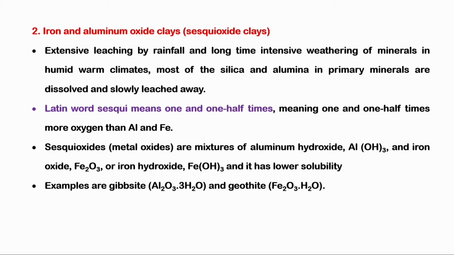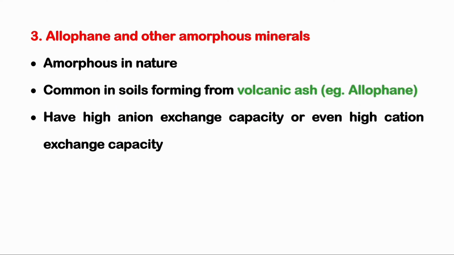It is a mixture of aluminum hydroxide, iron oxide and iron hydroxide and has lower solubility. Examples are gibbsite and goethite. Third type is allophane and other amorphous minerals. Allophane is an amorphous to poorly crystalline hydrous aluminum silicate clay mineral commonly found in soils formed from volcanic ash. It has high ion exchange capacity.